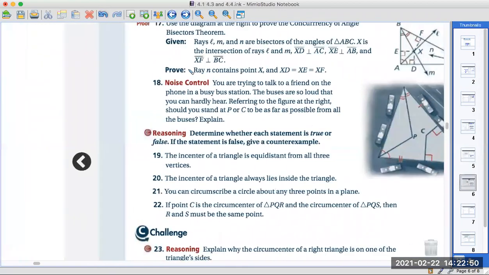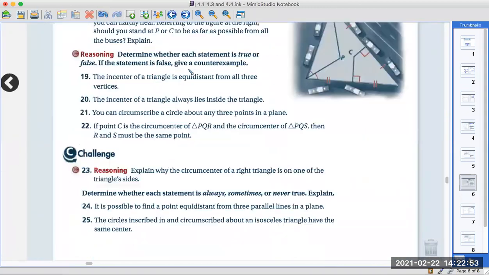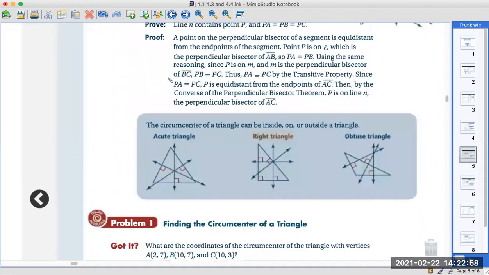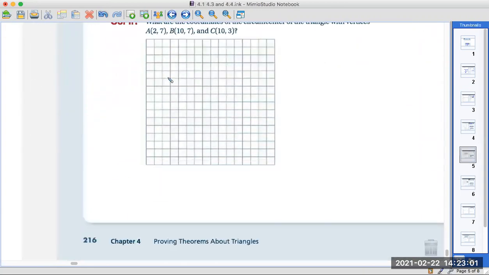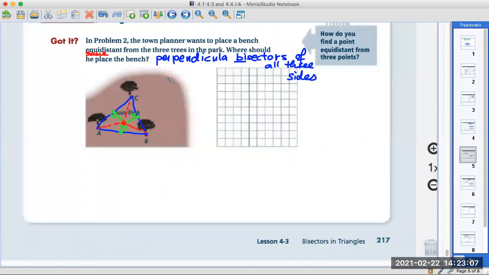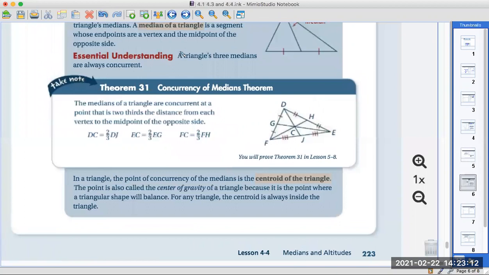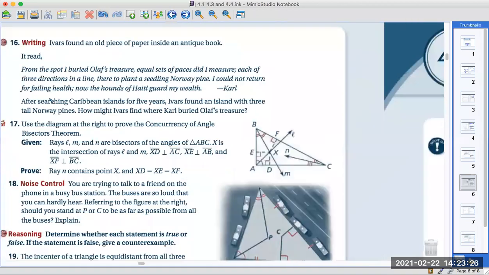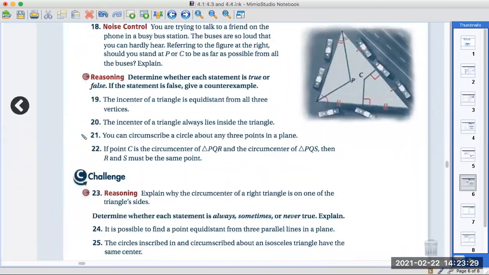Over here. No, what page is this? 222. Maybe I'm skipping around too much. 216, and then we did that. 217. I guess I'm going straight to 223. Maybe I couldn't find a homework problem for you on this lesson, and I'm skipping straight to the next lesson. Yep. Oh, but I did. I saw one on 222. Oh, here it is. Noise control. There it is. Found it.